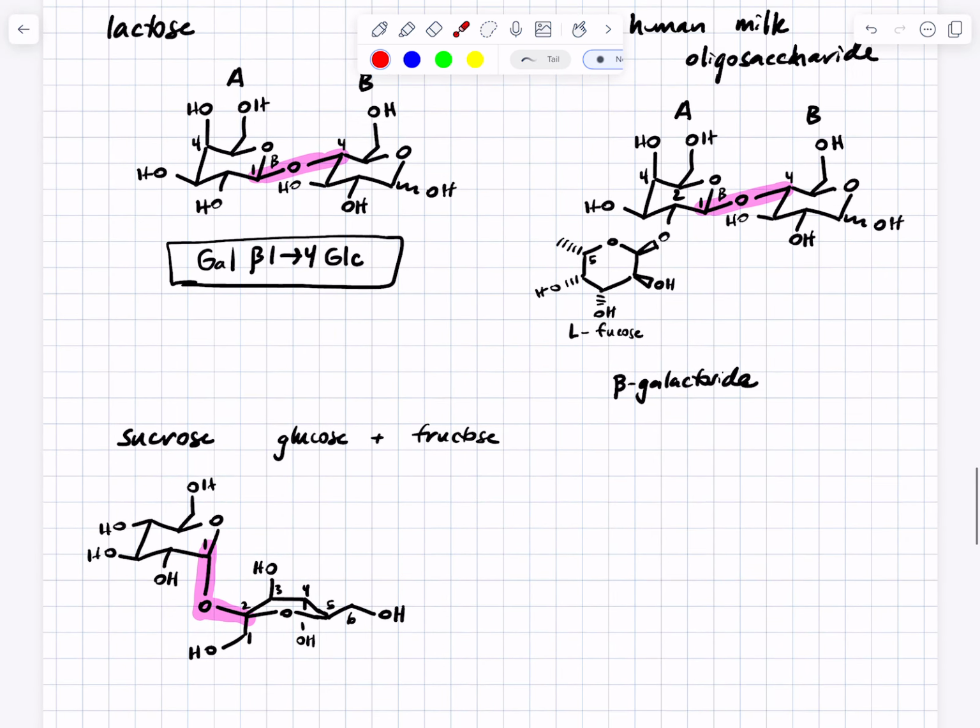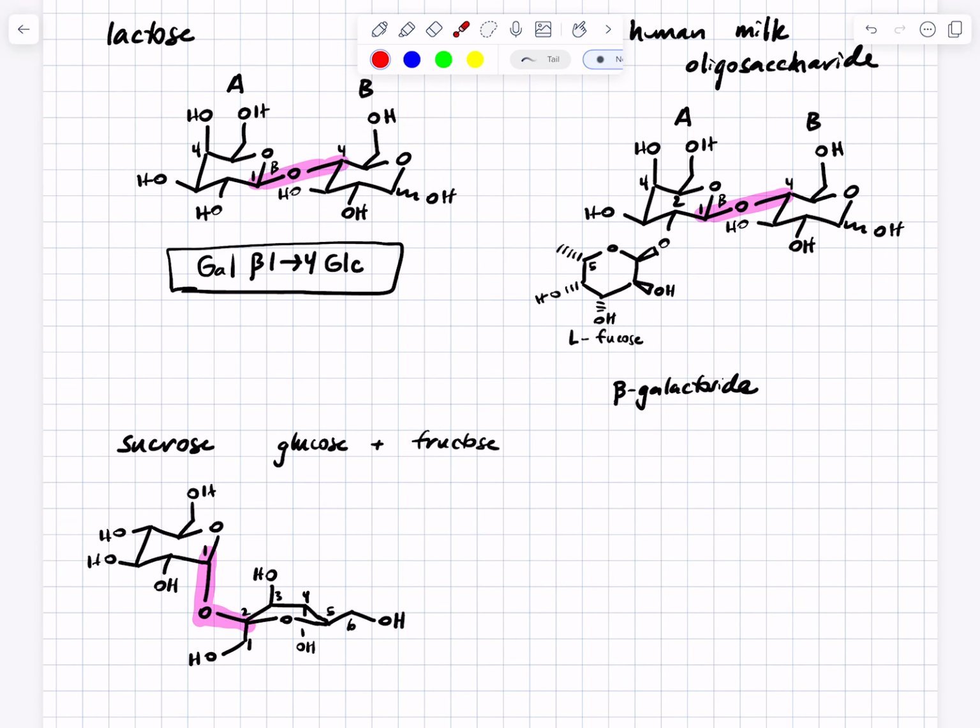And let me just show you lactose as an example. Go ahead. So 1-2 linkage? Yeah, it's a 1-2 linkage instead of a 1-4 linkage. Good. Okay, one more thing. What does lactose have in terms of functional groups that sucrose doesn't have?